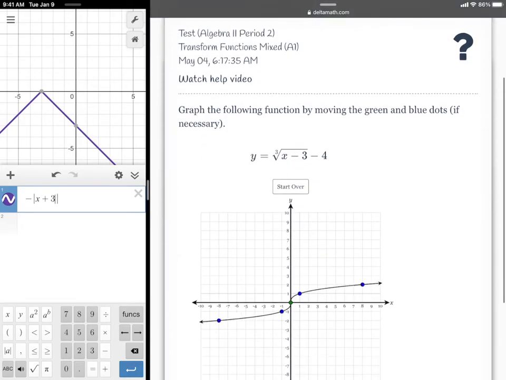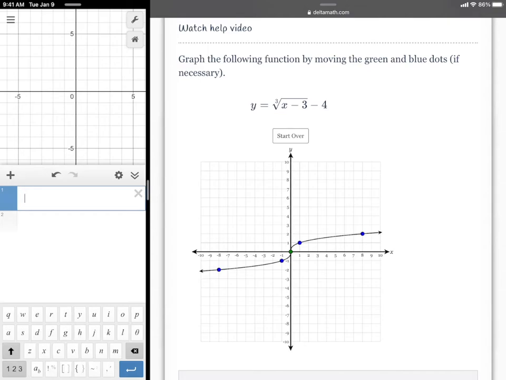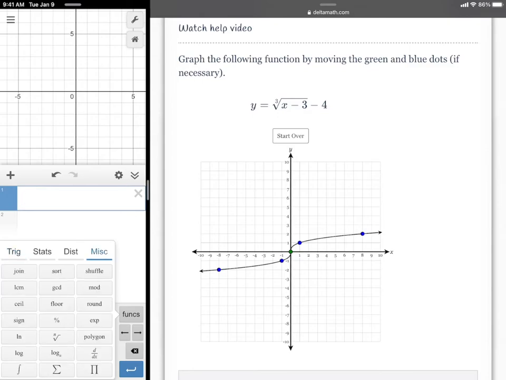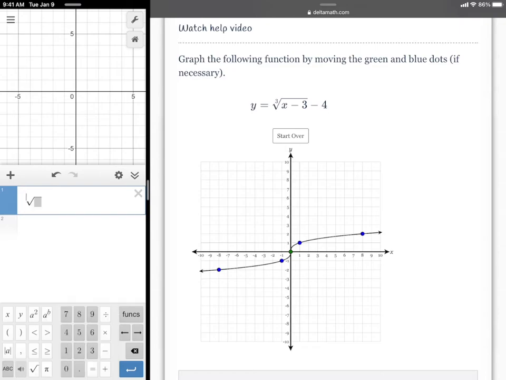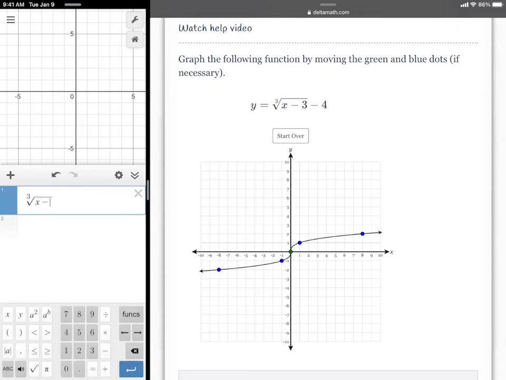Transform functions. Okay, so now this one is having me transform a cube root function. And so the idea here is I can go and type into functions. Remember, this is nthroot if you are typing this in yourself. We want the cube root, and so the first thing I'm going to do is enter the parent function. And you can see this is the same one because it has points here at 1, 1.